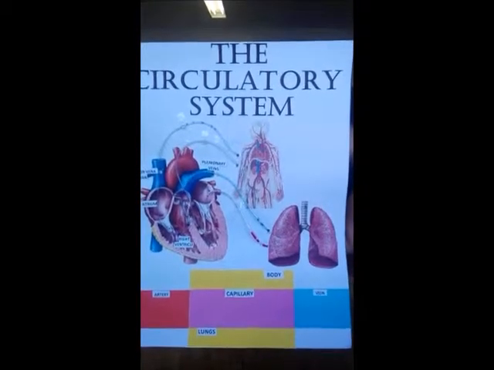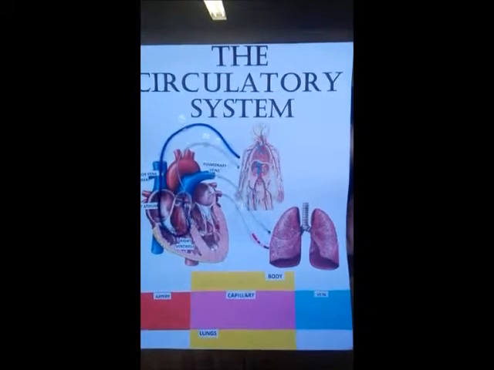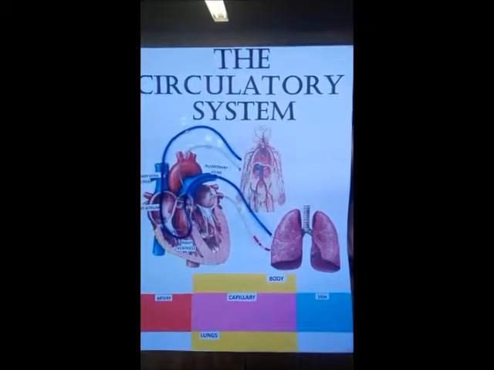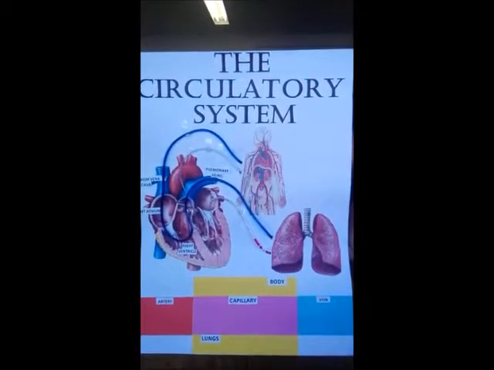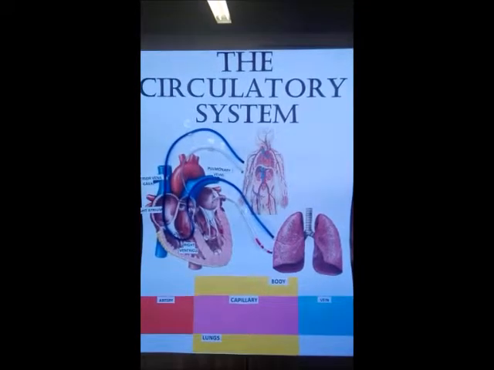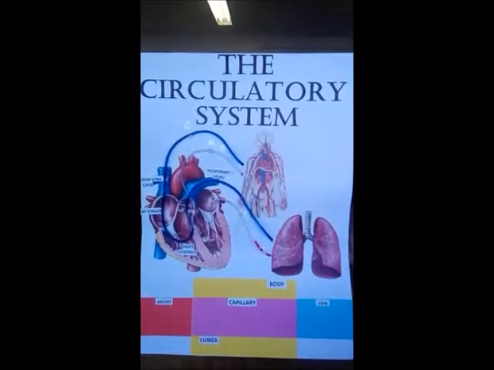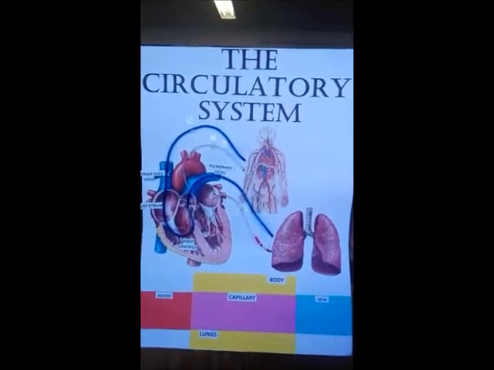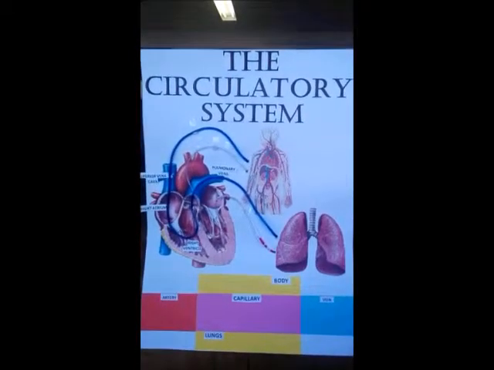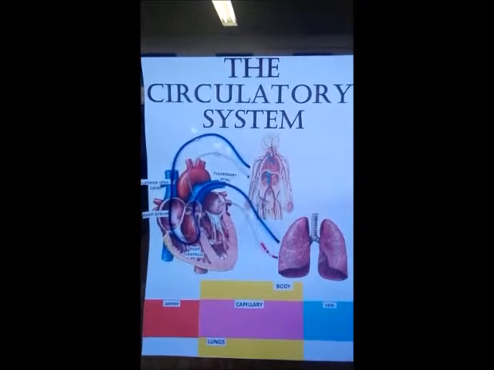Your superior vena cava carries deoxygenated blood from your head and arms to your heart, and your inferior vena cava carries deoxygenated blood from your legs and abdomen, where it enters the right atrium. The right atrium then contracts and forces the blood into the right ventricle.